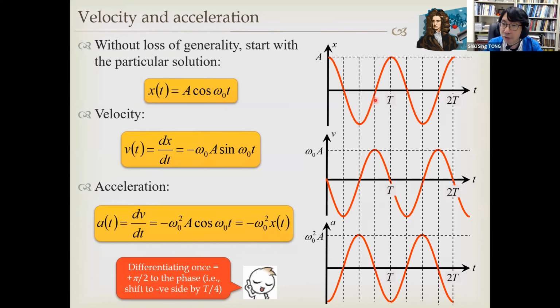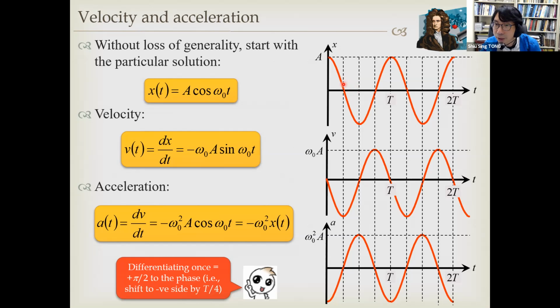Now let's look at the phase angle. Okay, the cosine curve looks like this, of course. How does a minus sine curve look like? A minus sine curve will look like this, right? You have a sine curve first, then the minus sign will flip it up and down, upside down. Okay, so you have a minus sine curve looks like this.